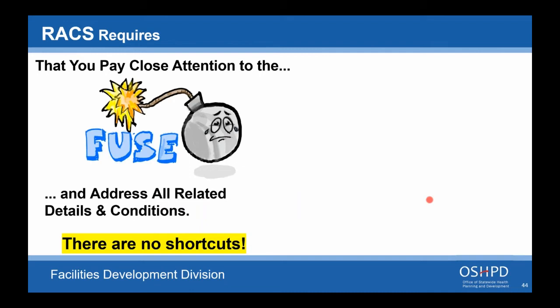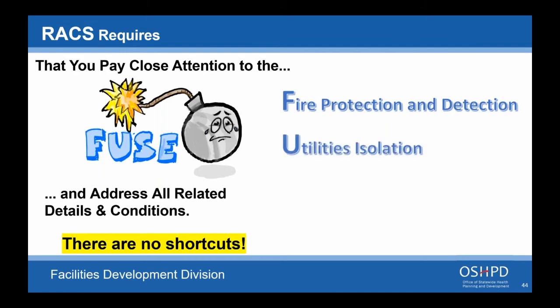So we came up with an acronym, FUSE. You want your fire protection and fire detection to be split between the systems. If there's a shared controller, it must be on the hospital side. You have to isolate your utilities. You have to provide the appropriate seismic separation, and you have to provide for egress without going through the SPC building, the 1R building.